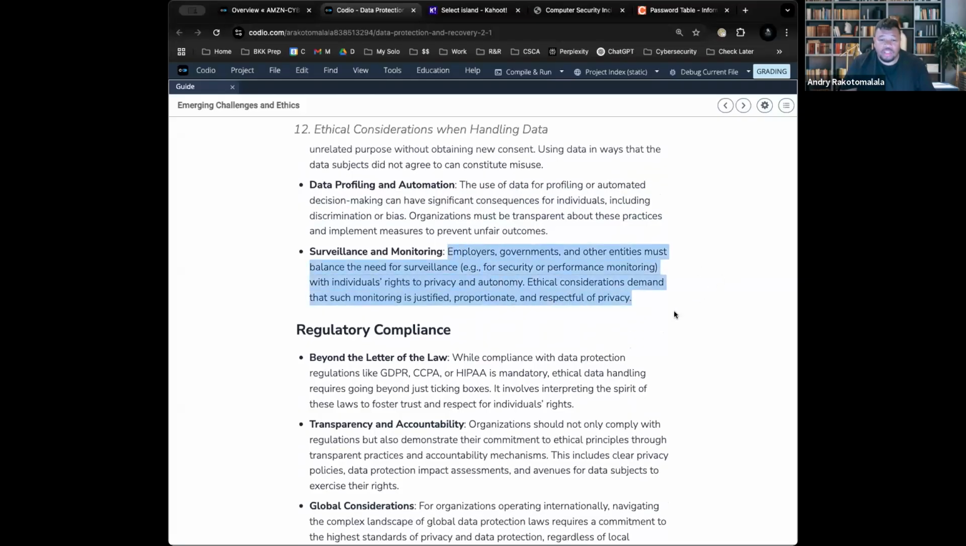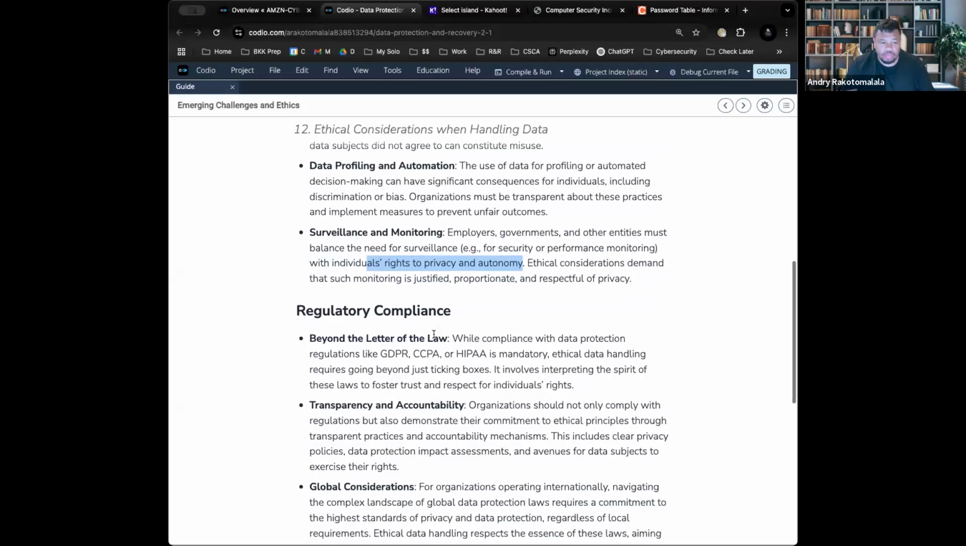Okay. Surveillance and monitoring, this just means that there's a balance, right? Because surveillance is a pretty big thing, especially in the United States, where they can say, hey, we need access to all your data information because it's a national security risk, right? So employers and governments typically need to have strong surveillance as well as respect the privacy and anonymity of people.